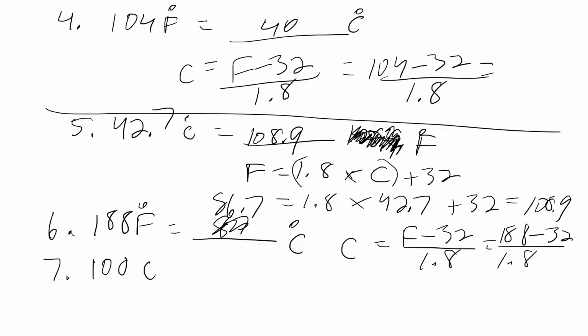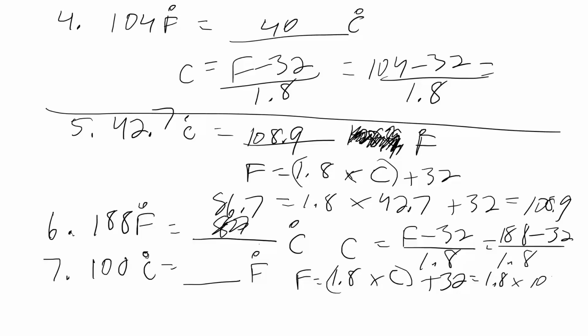Then number 7, 100 Celsius equals what Fahrenheit? We know that Fahrenheit equals 1.8 times C plus 32. You can remember that easily because Fahrenheit is a higher number than Celsius. Celsius you're subtracting; Fahrenheit you're multiplying and adding, so you're going to get a larger number. So that equals 1.8 times 100, plus 32, which equals 212 F.